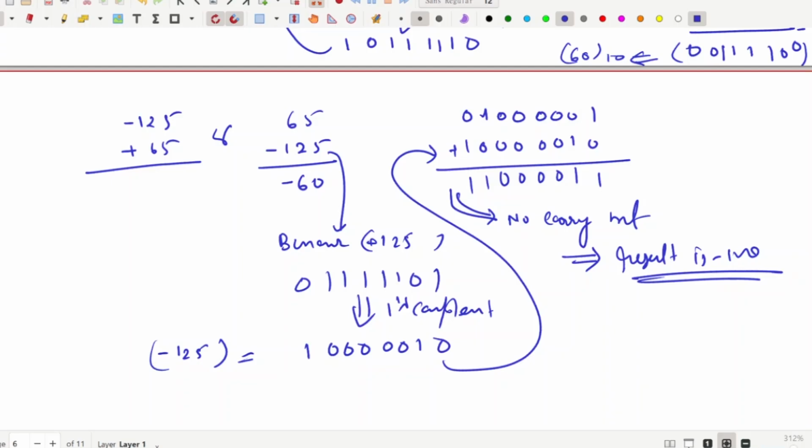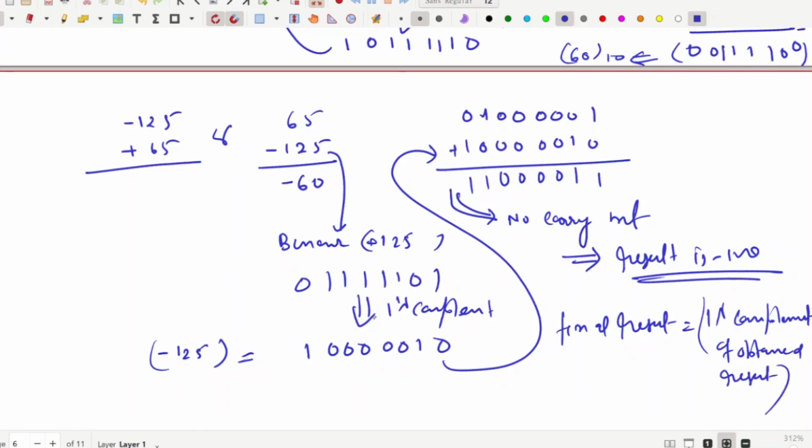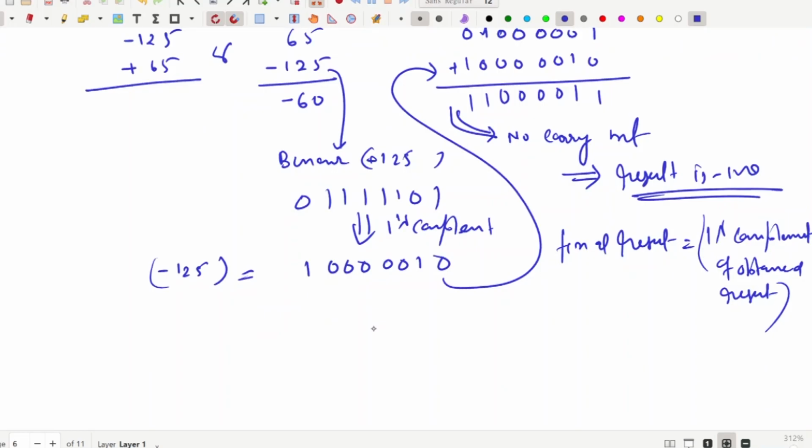The final result is equal to the ones complement of the obtained result. What is the ones complement of the obtained result? This is the obtained result. When we take a ones complement, every 0 in the obtained result is replaced by 1 and every 1 is replaced by 0. This is simply written as 0 0 1 1 1 1 0 0, with a minus sign for the ones complement.